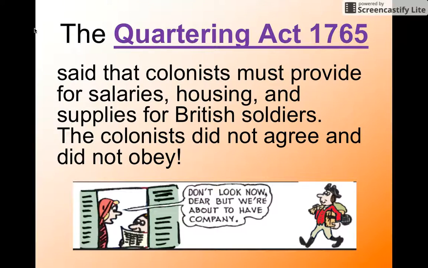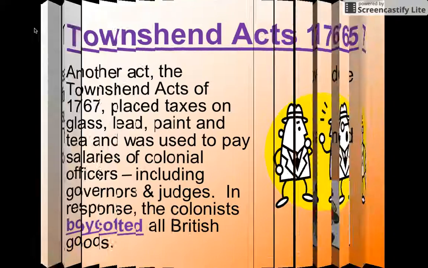And then there was the Quartering Act of 1765, and this said that the colonists had to provide shelter, housing, salaries, supplies for all the British soldiers. The soldiers could just come to your door at any time, and you had to provide them somewhere to stay. You had to provide them your food, your clothes, whatever you had that they needed, you were supposed to provide for them. Well, the colonists did not agree and did not obey.